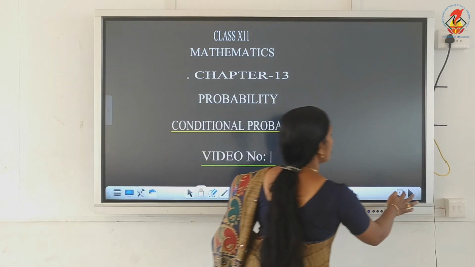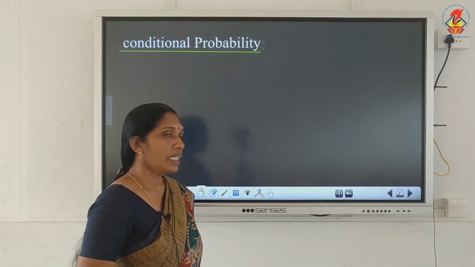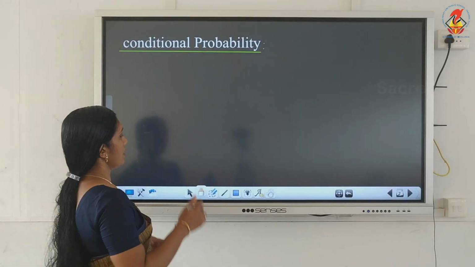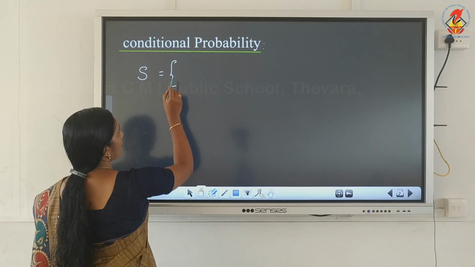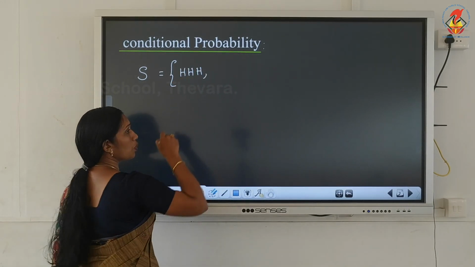So what is conditional probability? Let us consider one example. Consider a random experiment of tossing 3 coins. So 3 coins, how to write the sample space? The notation for sample space is S. So sample space means set of all possible outcomes. So we are tossing 3 coins. So in the sample space, in total there are how many outcomes?